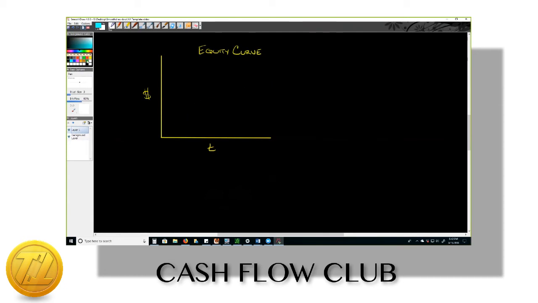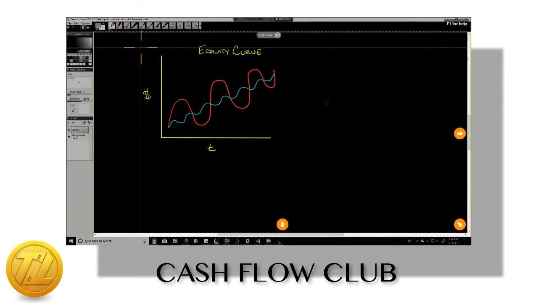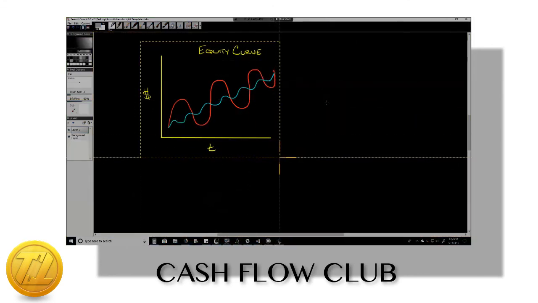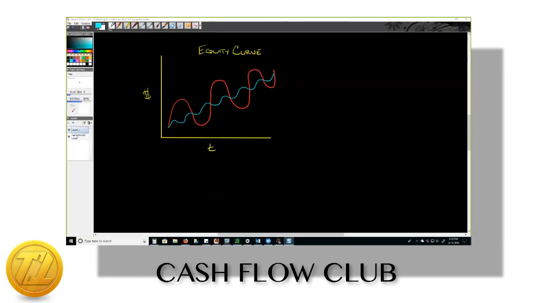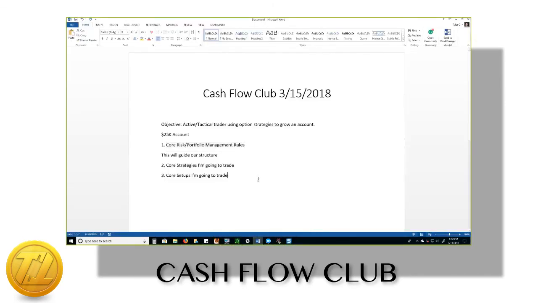So there's two ways it could go, right? You could follow something like this, okay, a nice little roller coaster. Or you could follow something like this. And obviously, we'd like to be the blue line. Everybody agree with that? We would like to be the blue line. I would like my account value to grow over time consistently, but not have so much volatility that I want to give up midway through, right?